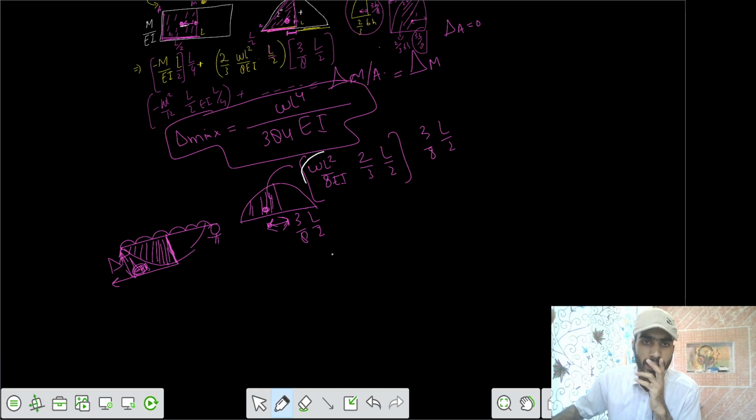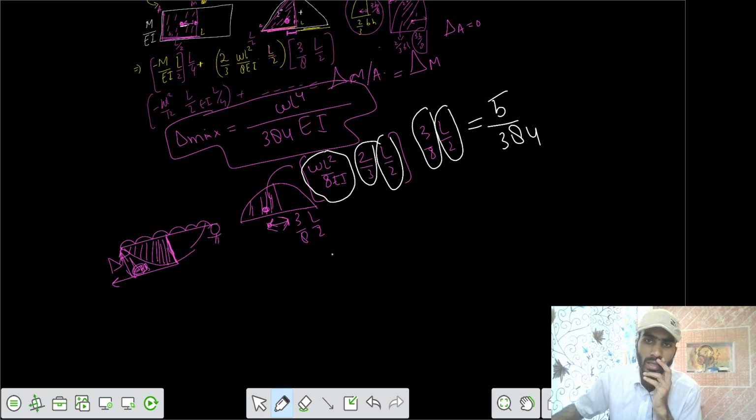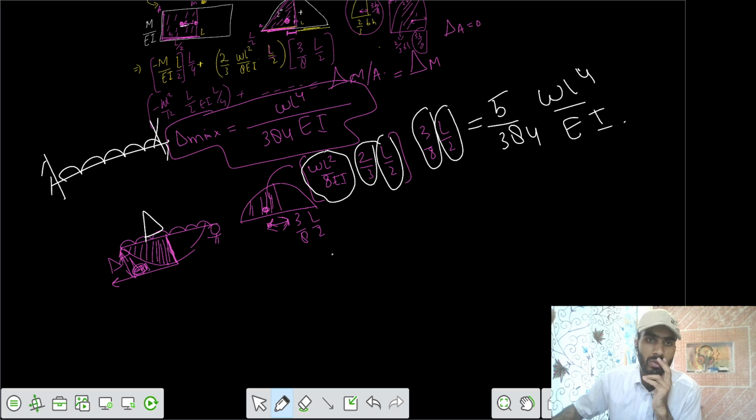WL square by 8 EI, 2 by 3 L by 2, 3 by 8 L by 2. It should have been equal to 5 by 384. The deflection for the simply supported beam subjected to UDL should be 5 by 384 WL power 4 by EI. But the value here in the fixed beam having UDL comes out to be 1 by 384. That means it has reduced to 1 by 5th of that value, delta simply supported beam.